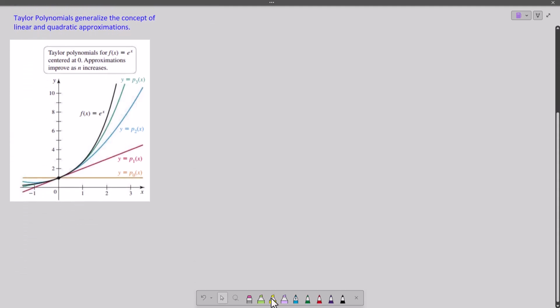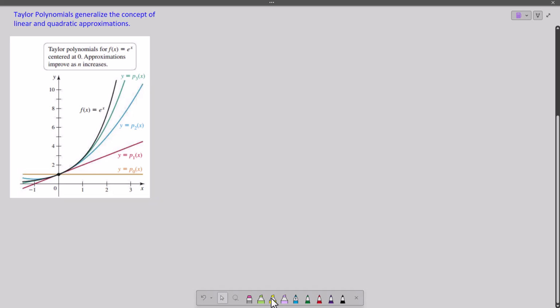Here's some pictures. So e to the x is that function right there, the black curve. The best linear approximation is the red. The best quadratic approximation is the blue. The best cubic approximation is the green. And you can see it: the further out you go, the better the approximation gets.